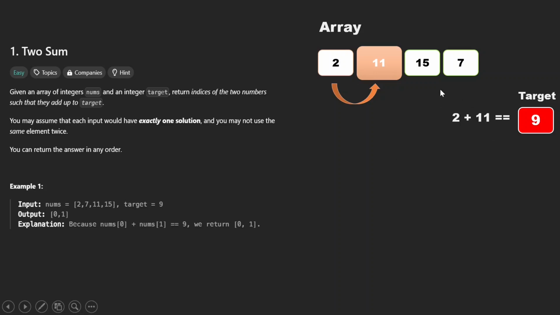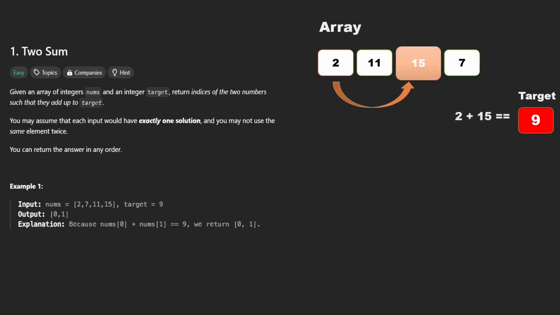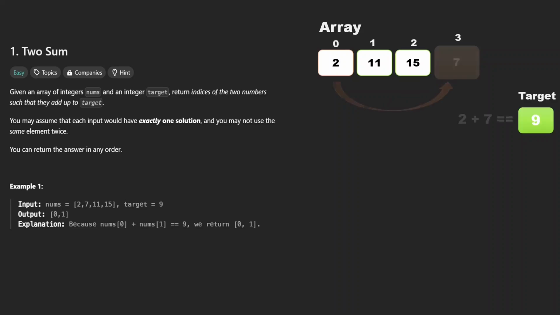So we will move to the next element and again we will check if 2 plus 15 equals 9 or not. It is not, then we will again move to the next element, and here we'll see that 2 plus 7 equals 9, right? So we are supposed to return the indexes of those two numbers. 2 is present at index 0 and 7 is present at index 3. So we will return these indexes, right?